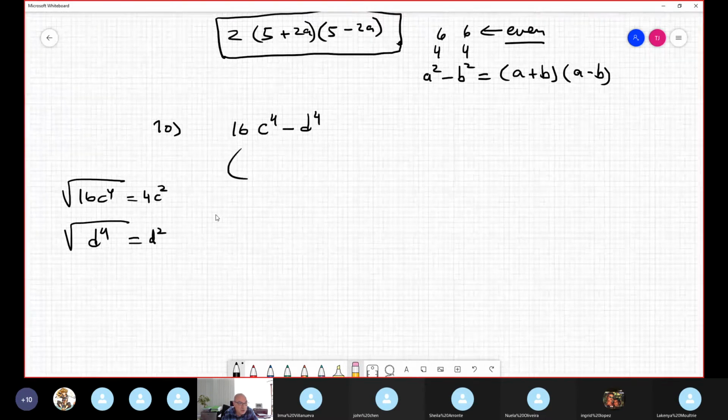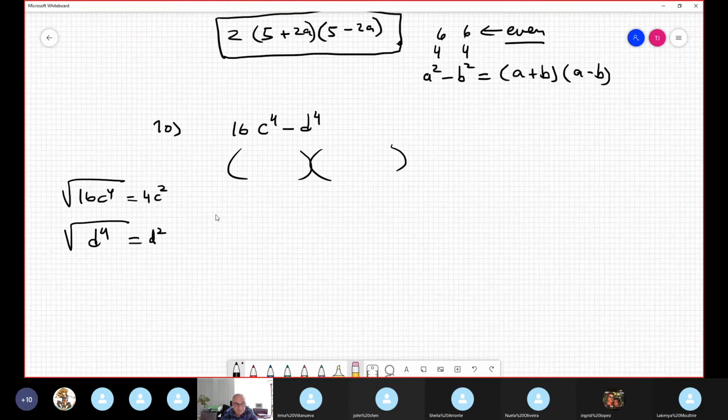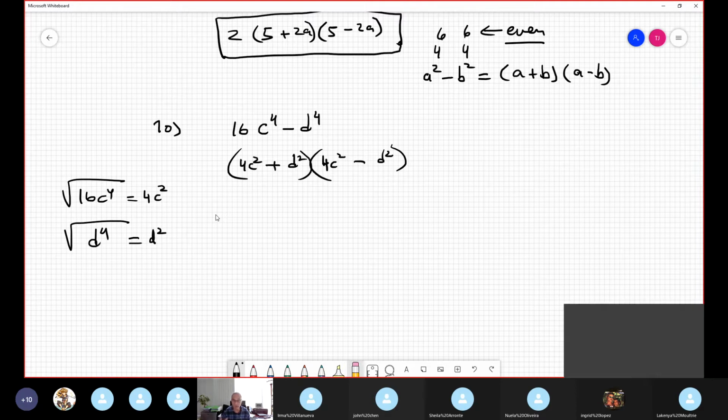So I separate into two parentheses. I copy 4c squared, d squared, plus or minus. I finish. Why keep going? Is this the final answer, or are we going to finish? Keep going. Why? Because you have not factored completely.